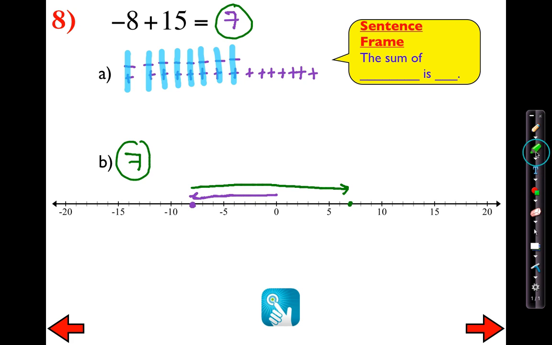And again, you'll notice that the amount of 0 pairs is the same in both models. Here there are 8, and here there are 8 zero pairs as well. So to answer the question, I would say the sum of negative 8 and 15 is 7.